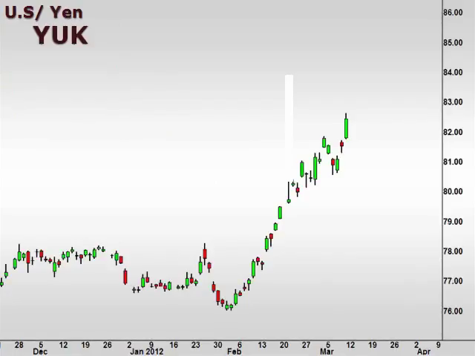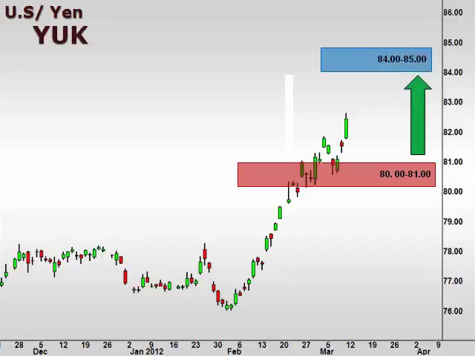Next up, the YUK, the US versus the Japanese yen. Well, the YUK continues to trend higher, and as long as the pair remains above the 80-81 focal zone, we will focus on a continuation to the upside with the 84-85 zone as the next logical overhead target.